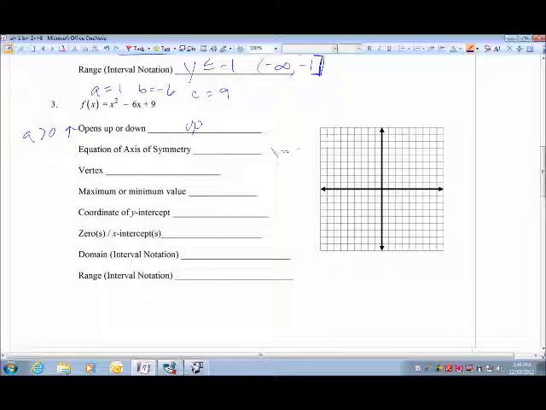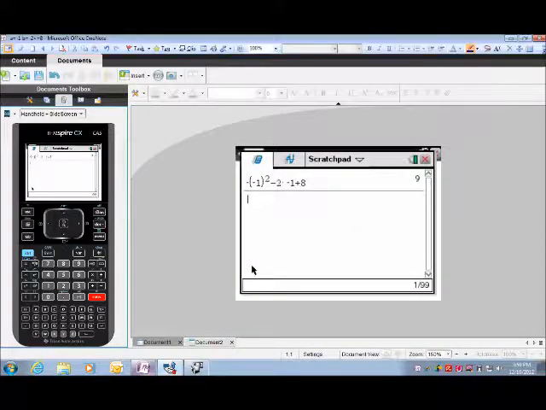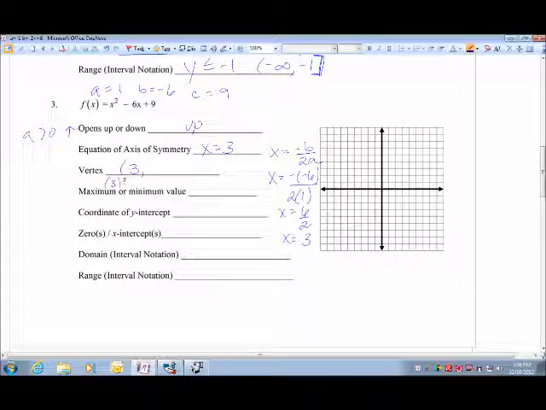My axis of symmetry is x equals -b over 2a. So x equals negative negative 6 over 2 times 1. So x equals 6 over 2. My equation of axis of symmetry is x equals 3. So my x value of my vertex is 3, and I take that and plug it into my original function. So I have 3 squared minus 6 times 3 plus 9. And that's going to give me, let's check and see, 9 minus 18 plus 9, it gives me 0. So my vertex is at 3, 0.